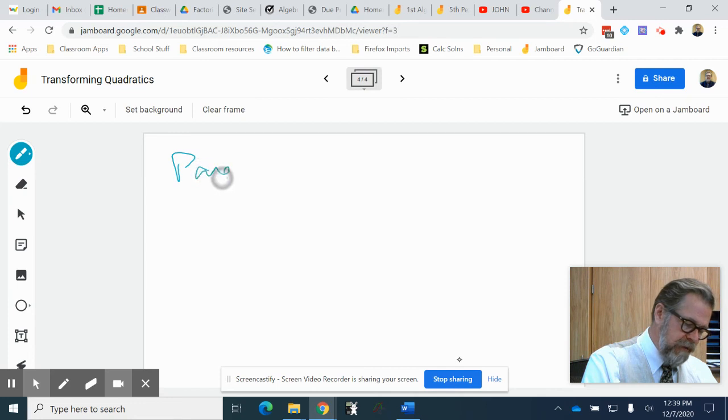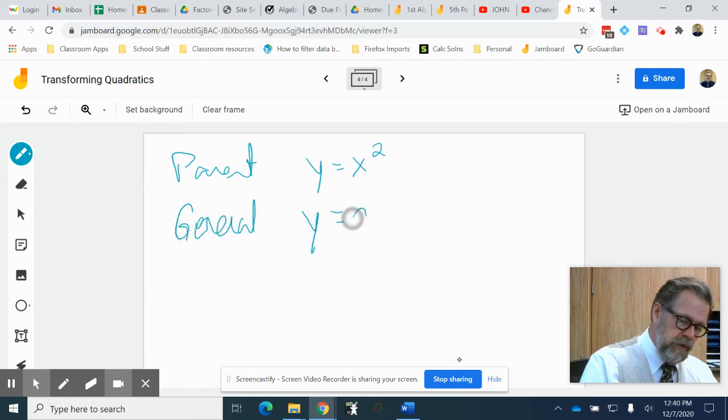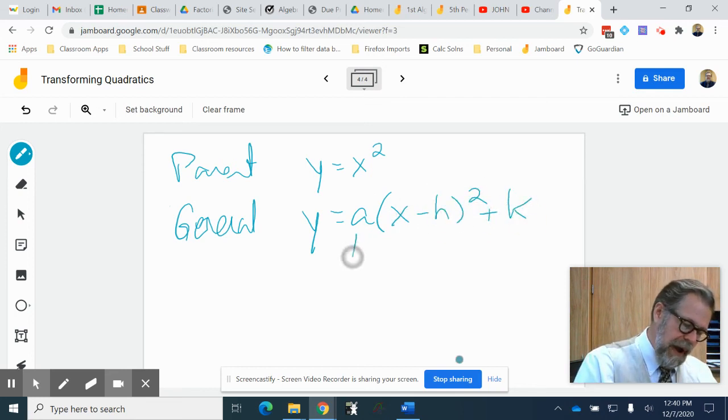Parent graph, y equals x squared, and the general equation for a transformed parabola, y equals a, parentheses x minus h, squared, plus k. This is in graphing form, where a is the stretch or compress, h is the horizontal shift, and k is the vertical shift.